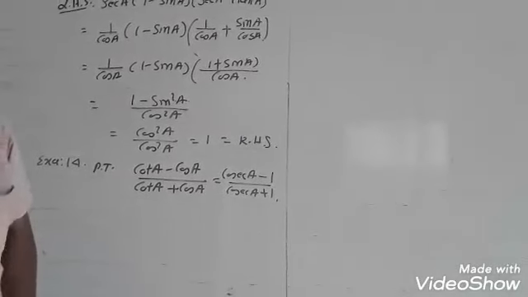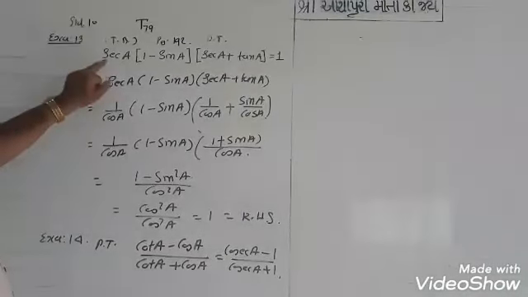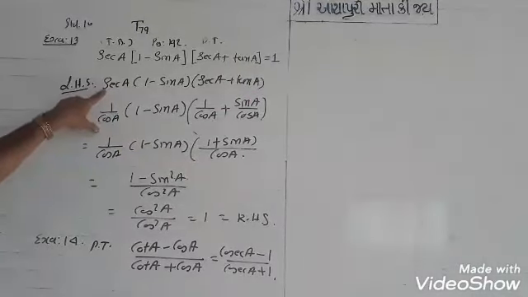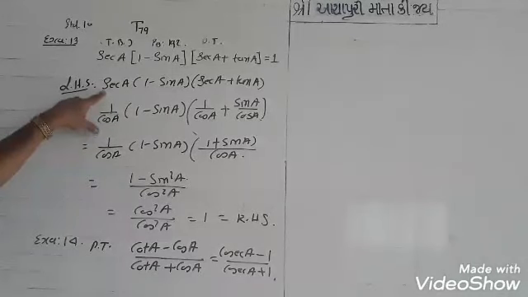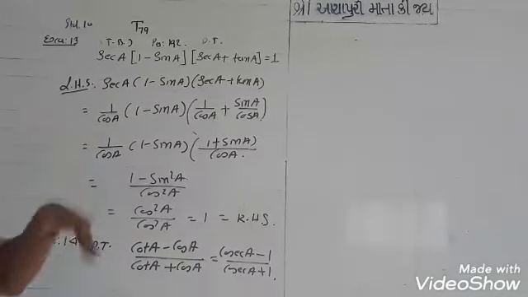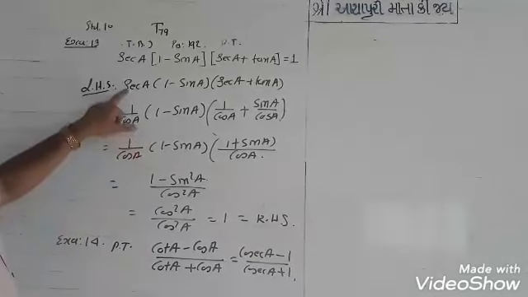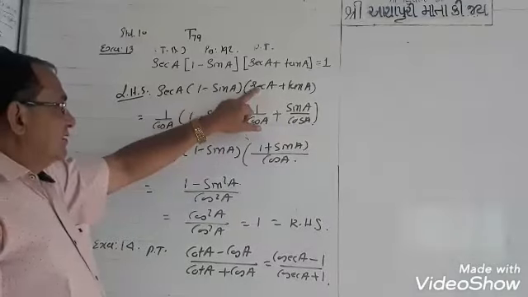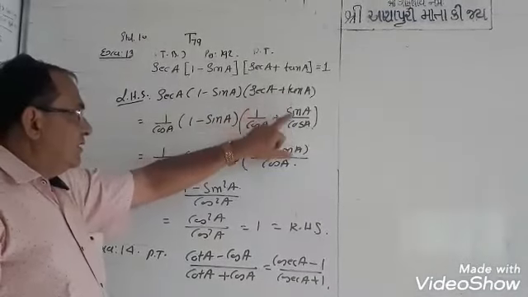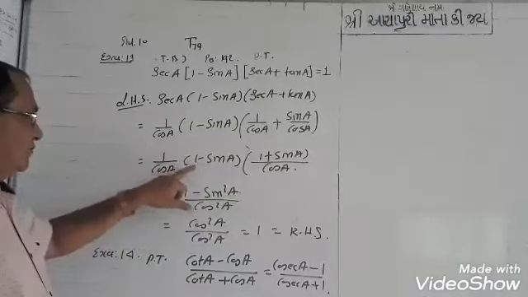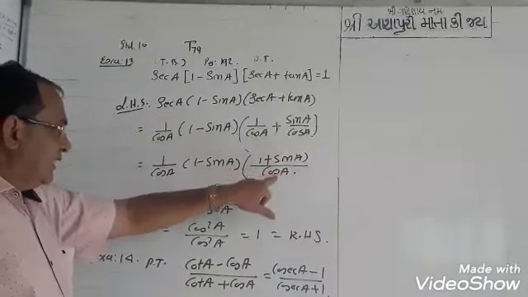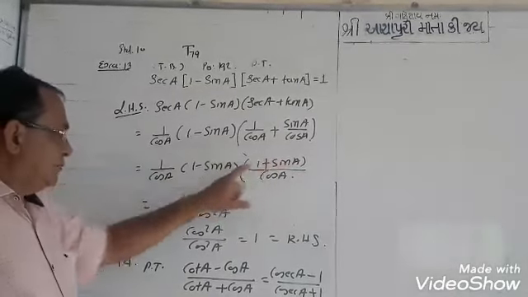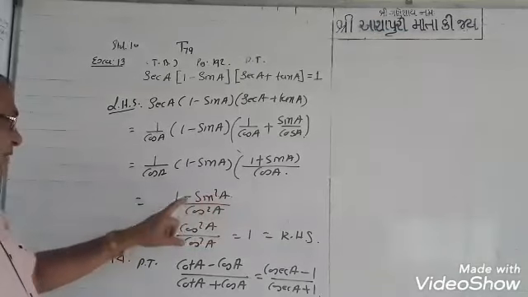Okay, let me explain this once again. Sec A, 1 minus sin A, sec A plus tan A. What will we do? Convert this into sin and cos form, so that only sin theta and cos theta will appear. Sec becomes 1 upon cos A, 1 minus sin A as it is. Sec A is 1 upon cos A, tan A is sin A upon cos A, and the LCM is cos A, giving 1 plus sin A upon cos A. These two multiplied: A minus B, A plus B, we apply the A square minus B square formula.